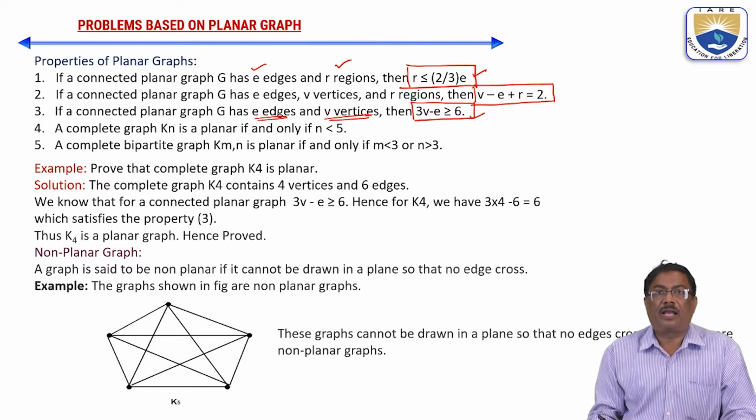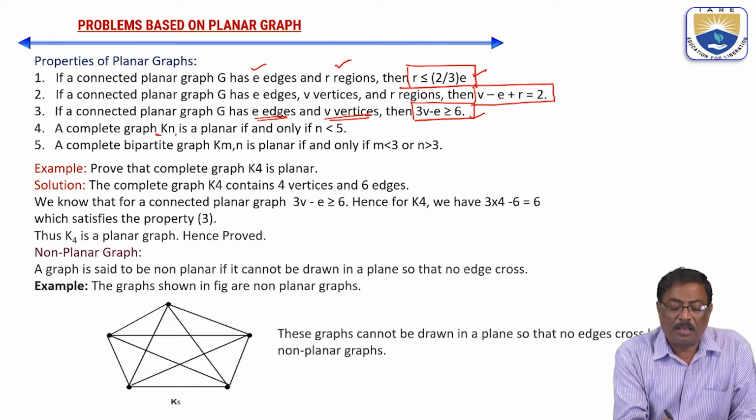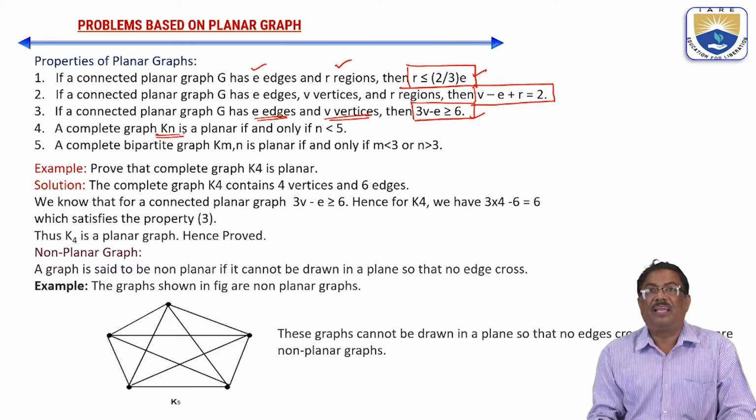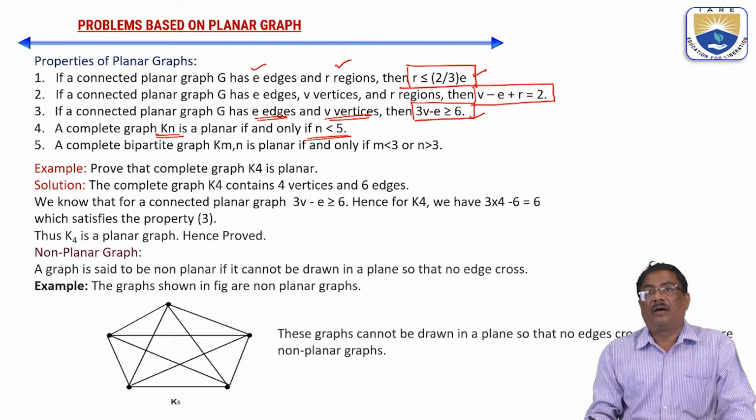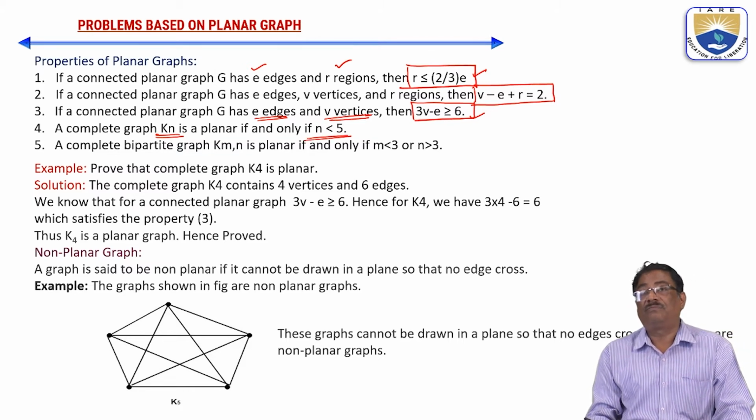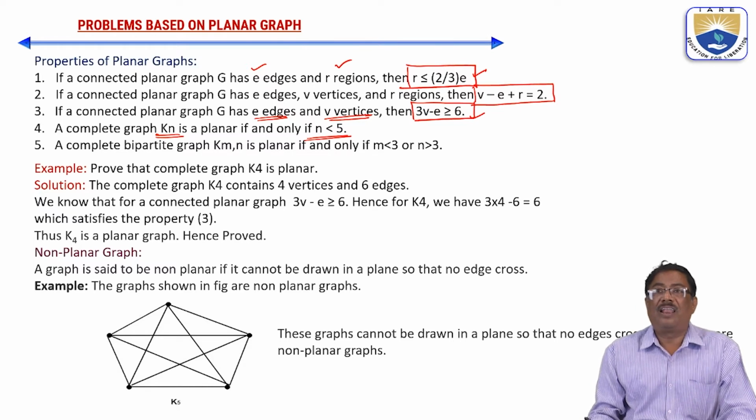And now, a complete graph with n vertices is planar if and only if the number of vertices is less than 5.